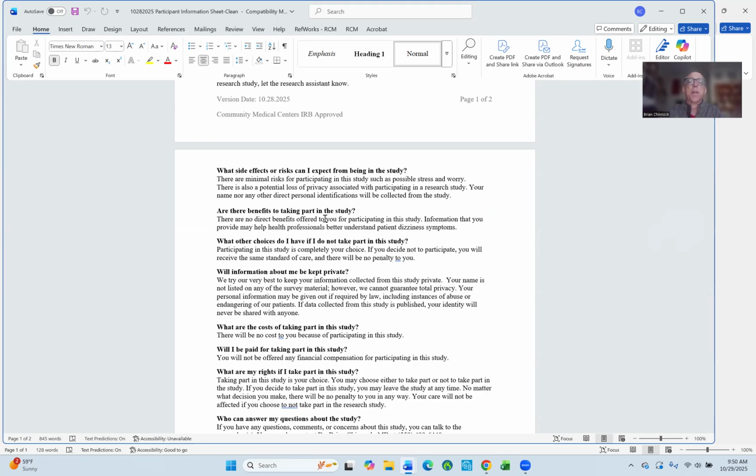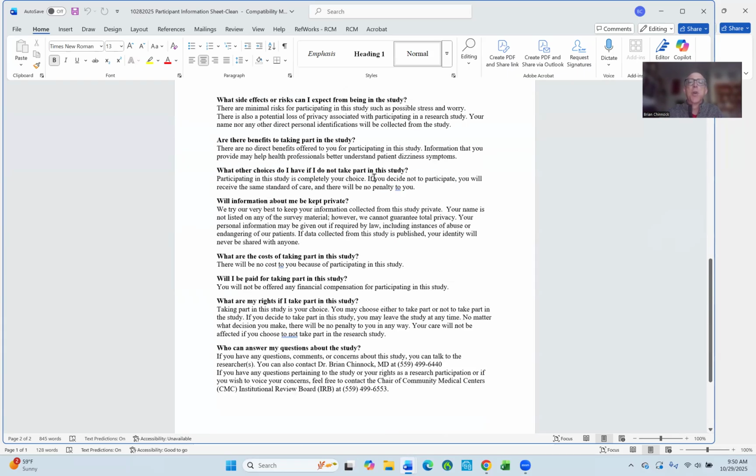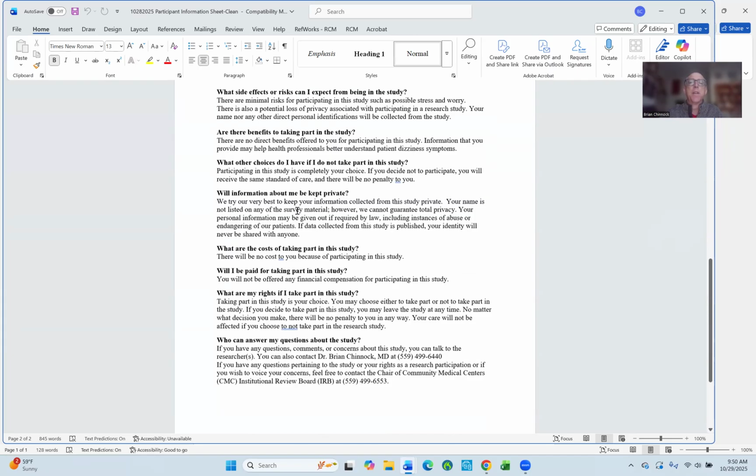physicians and health providers to better understand symptoms of, this does say patient dizziness symptoms, but we're purposely trying to keep things vague for the purposes of not biasing the study. So we'll need to change this. So it's to better understand patient symptoms regarding chest pain, abdominal pain, or dizziness. The choices, you can say no at any point and it will not affect your care.